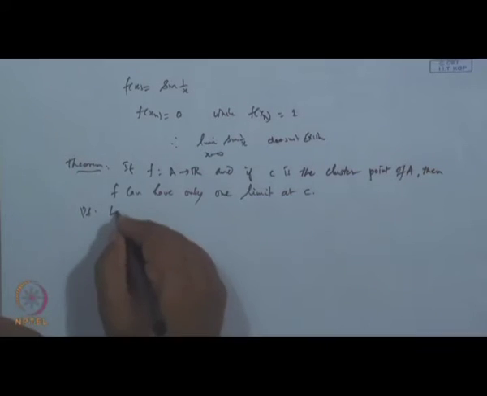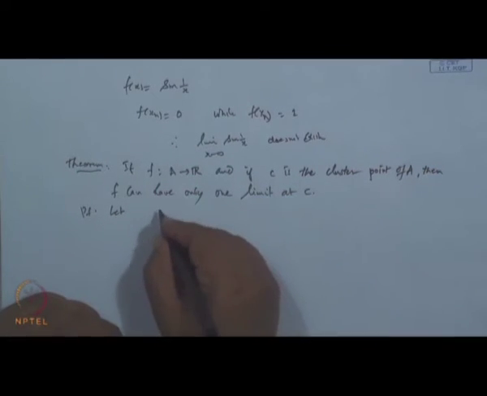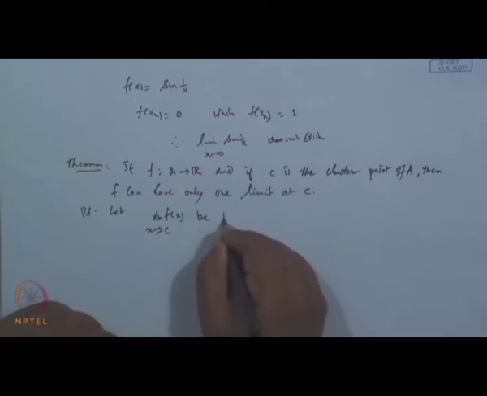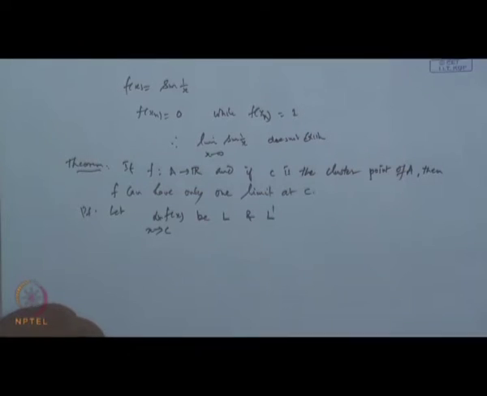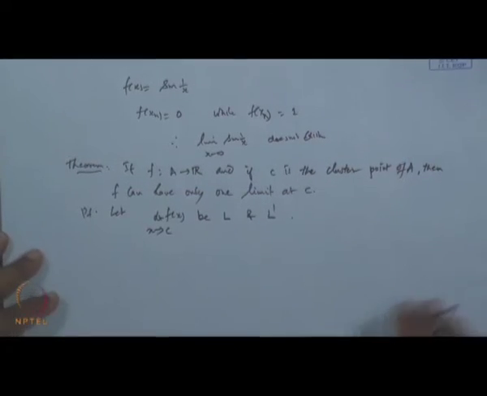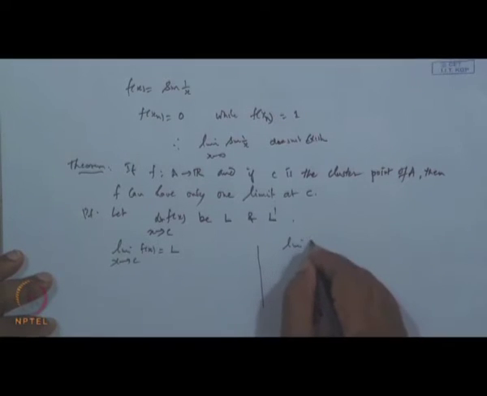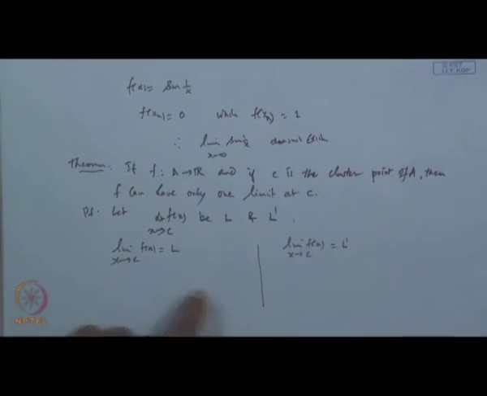So, the proof: again we will prove by contradiction. Suppose there are two limits. Then finally we will see that these two limits are not different, they are identical. So let the limit of f of x when x tends to C be L, and suppose another limit is L dash. So the limit of f x is L when x tends to C, and the limit of f x when x tends to C is also L dash. So apply the definition now.